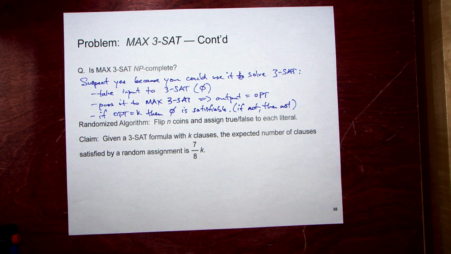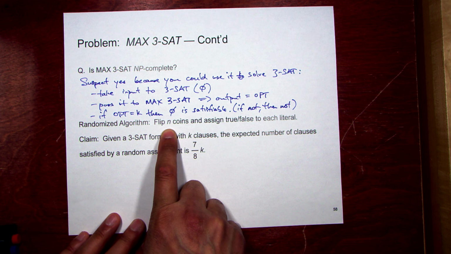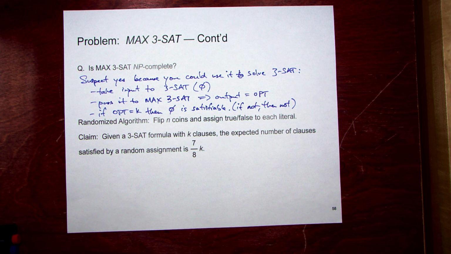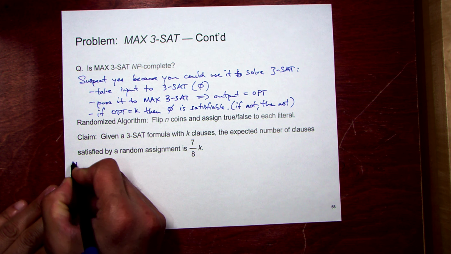So you do a random assignment, and you're going to get, on average, 7/8 of the clauses satisfied. Well, that sort of makes sense, right? Each clause has 3 literals in it, and it's 50-50 whether each is going to be good or not, independent of each other. The only way that it comes out bad for you is if all 3 of them are false, so 1/8 of the time. So 7/8 of the time, it will be satisfied.